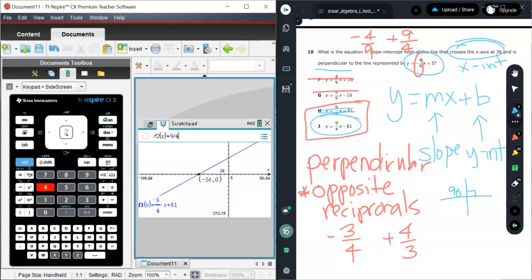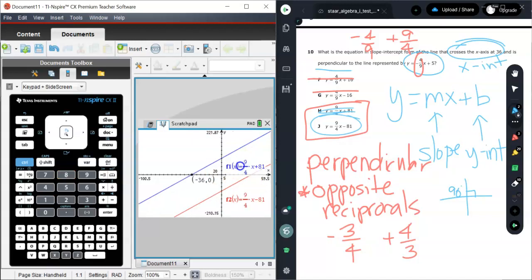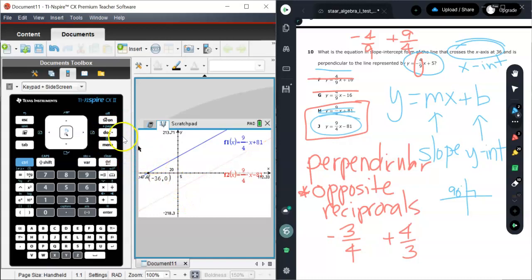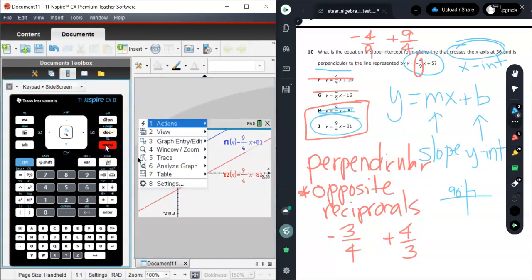9/4, so I'm graphing J, X minus 81. And that one is here. And you can move your graph, you can drag, you can press down. So let's find out what the 0 is here. I'm going to click on the red line because that's the one I'm looking at. Make sure it's blinking. That means you're focused on that line because that's my new equation.